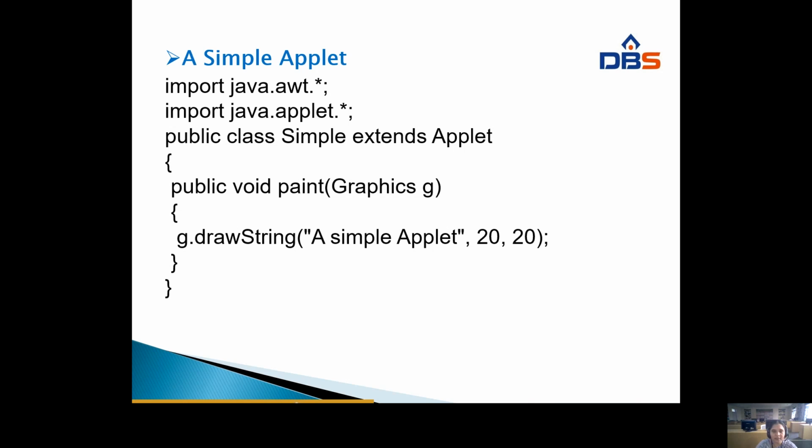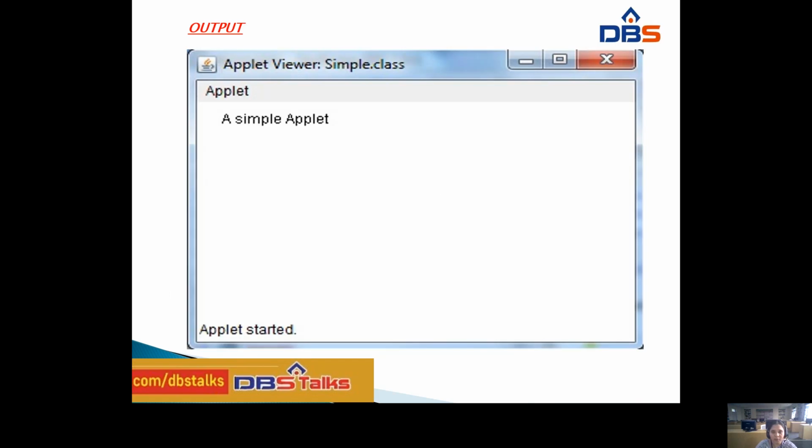This is a way of writing a simple applet program. First we need to import the packages, then we extend the Applet class, then we write the paint method. It has the Graphics class, and we also need an object for the graphics, that is g. Then we can print something as text, and automatically we will get the output. This is the output for this particular program.